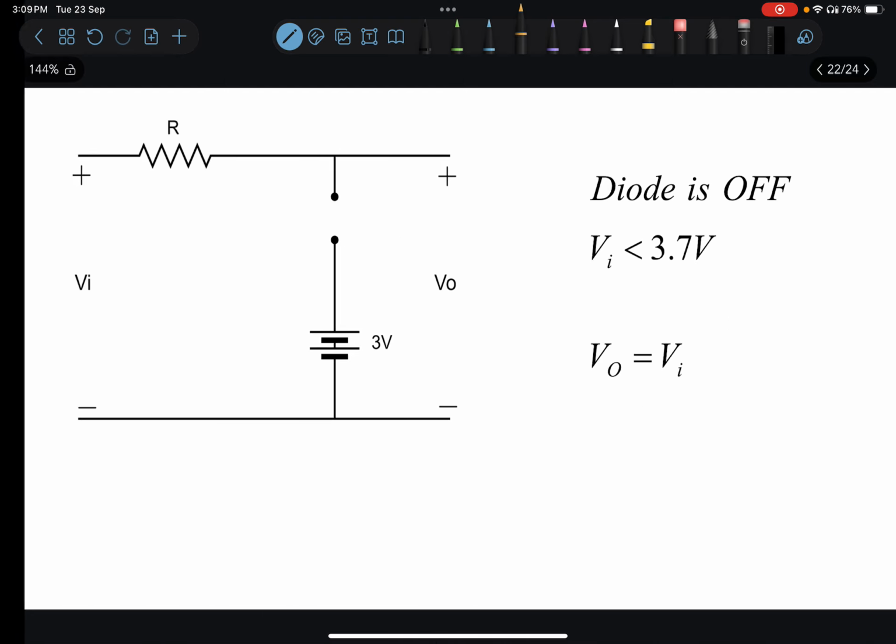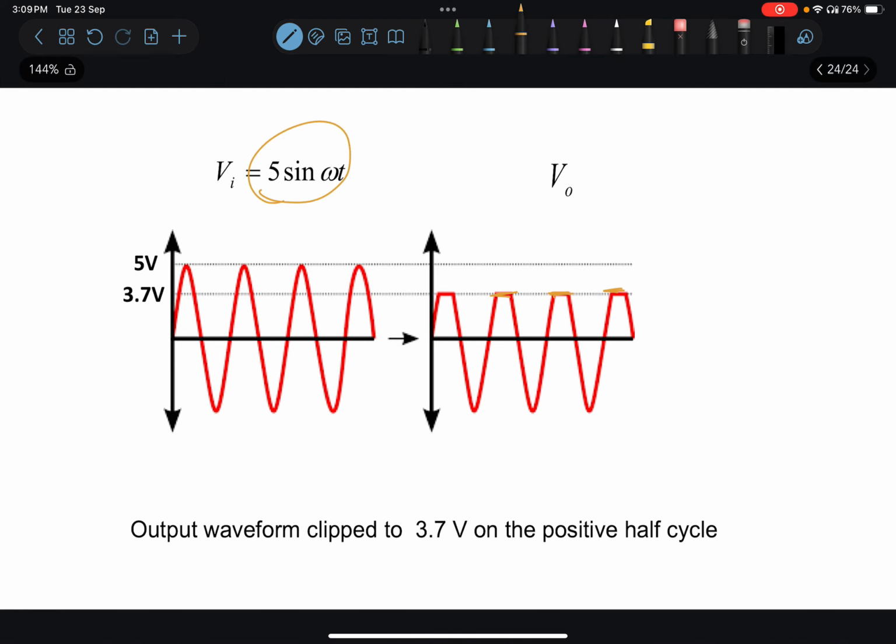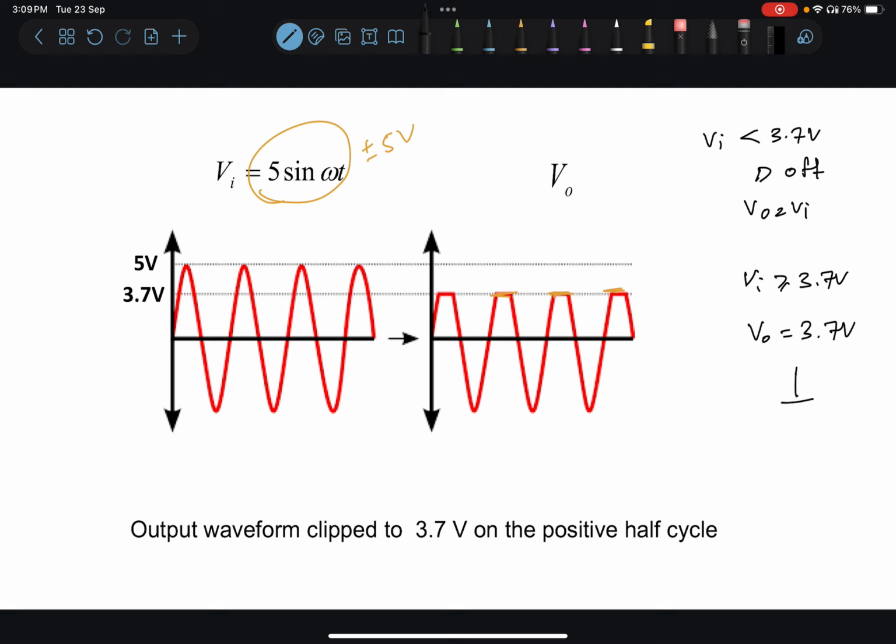So what we made out was, if we have a sine wave which oscillates between plus and minus 5 volts, for Vi less than 3.7 volts, D is off and there was no IR drop, so output was equal to input. And when Vi becomes higher than 3.7 volts, the output is equal to 3.7 volts since the diode becomes on and we had the two batteries in series. So this was 3.7 volts, and here we had the diode being off, so there was no IR drop across the resistor. So the value of the input was exactly reflected as the value at the output.